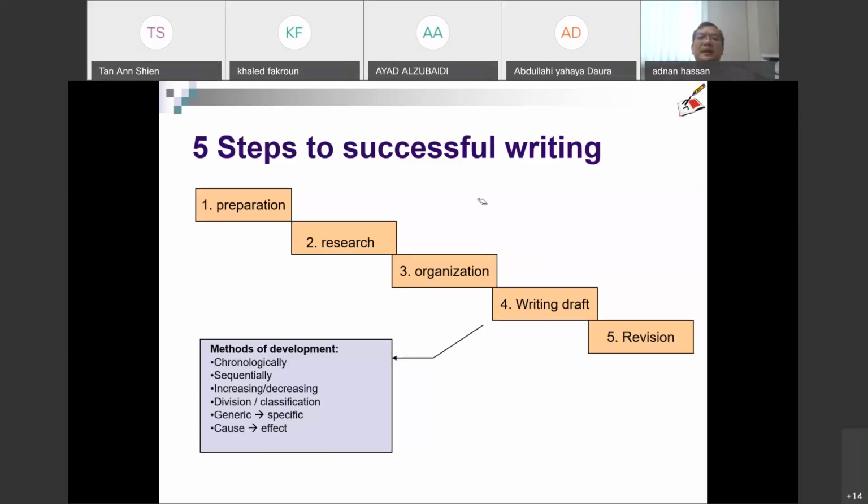Okay, you have to plan in the writing. The development of the paragraph. How many paragraphs do you plan to have in that chapter? You must plan. It cannot be by chance. What are the ideas to be included?